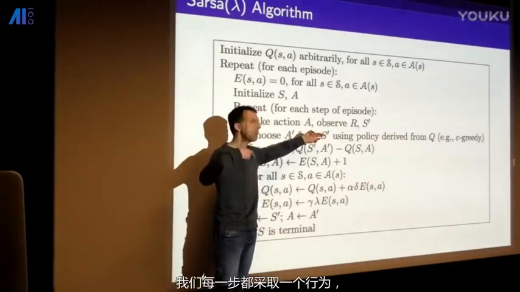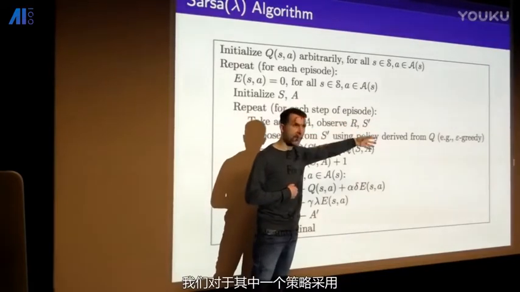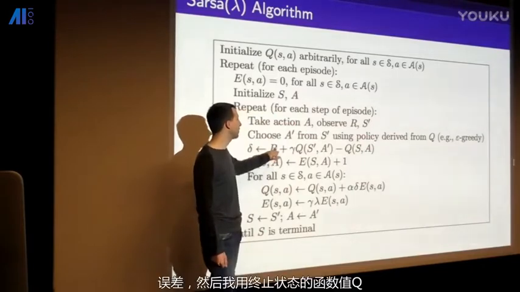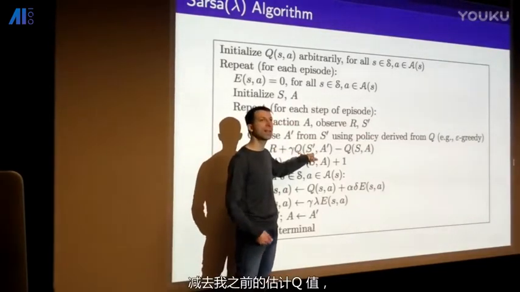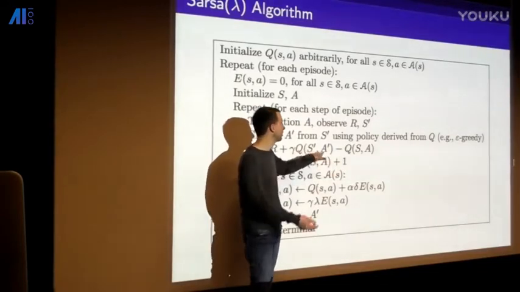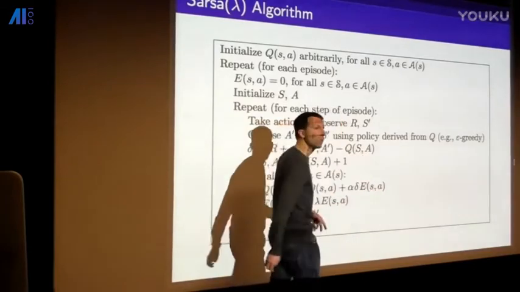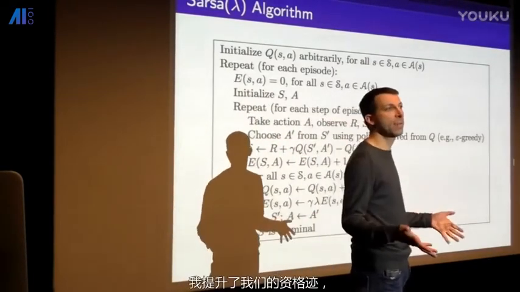We're again on policy here, so we pick our action from our policy, for example, acting epsilon greedily. We compute our TD error, so we look at the difference between the reward plus the value of the state and action I ended up in, compared to my previous estimate. So this is just the one-step error between what I thought the value was going to be before and what I think the value is going to be now.